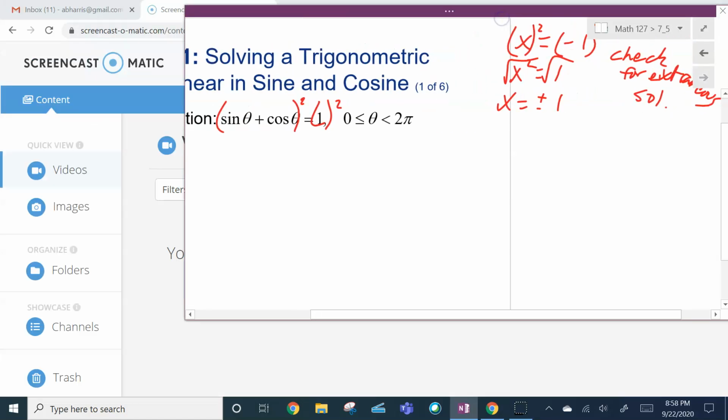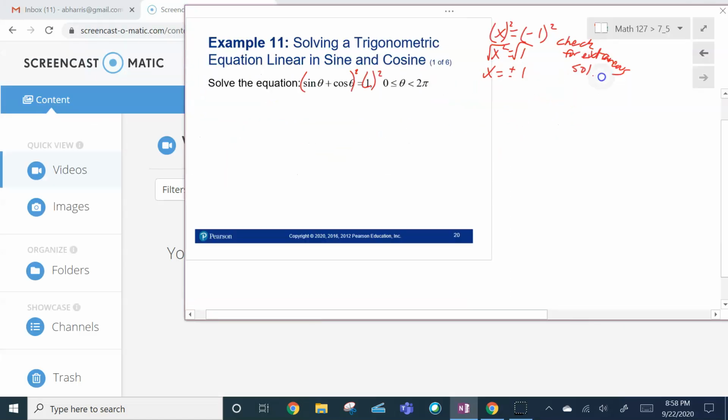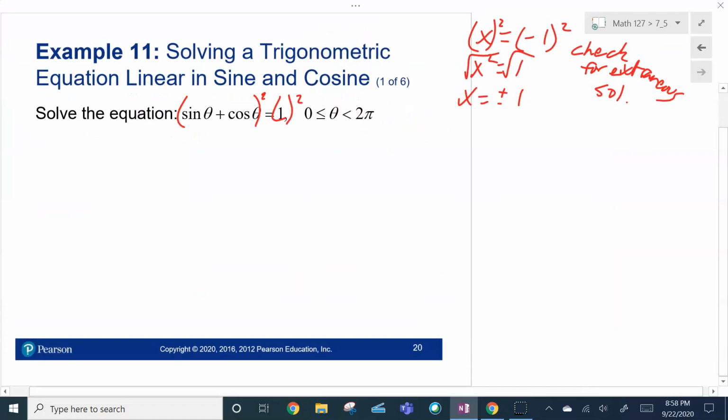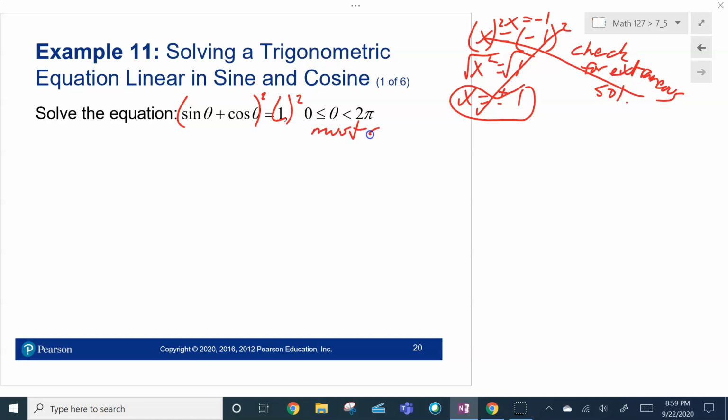solutions that appear to be solutions, but they don't satisfy the original equation. Well, the original equation was x being -1, so only the -1 works, right? The 1 does not work. -1 equals -1, not 1. So again, if I square both sides, you must check for extraneous solutions, okay?